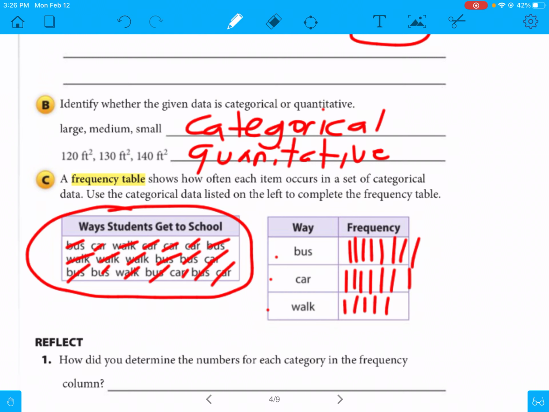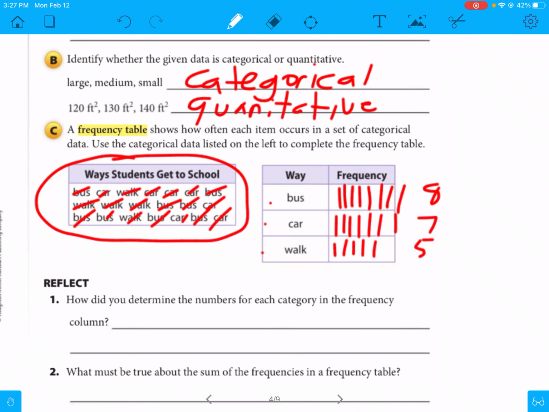car. So if we just total those up, we have 1, 2, 3, 4, 5 walkers, 1, 2, 3, 4, 5, 6, 7 that travel in a car, and 1, 2, 3, 4, 5, 6, 7, 8 that ride the bus. So a good way to figure out if you're correct is we can do 8 plus 7 plus 5 is 20, and we can look at our ways to get to school, and there are 20 ways there.